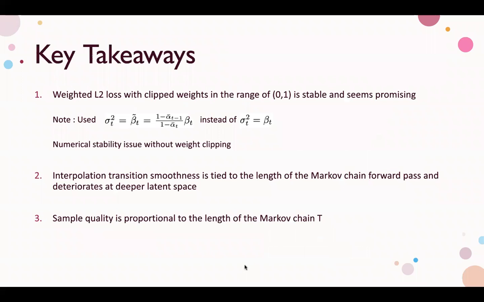Now, what are the three key takeaways I got from this project? One is that weighted L2 loss, when clipped, contrary to what the original authors are saying about it being unstable, I found it stable when I clip it, and I actually got better results, better image quality with weighted L2 loss than just using vanilla L2 loss, which is what they used in the paper. And second, I found that interpolation in the latent space, as you go deeper into the Markov chain, higher T's, basically when you sample back into the visible space, the interpolation is not very smooth. And lastly, you increase the length of the Markov chain T. Yes, the inference time is longer, but you get better sample quality.